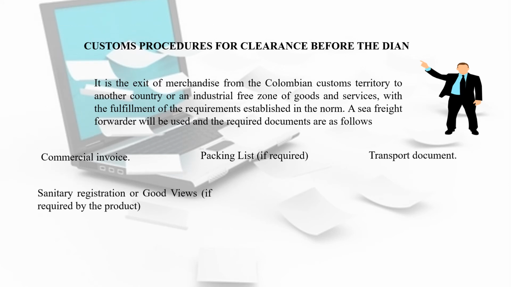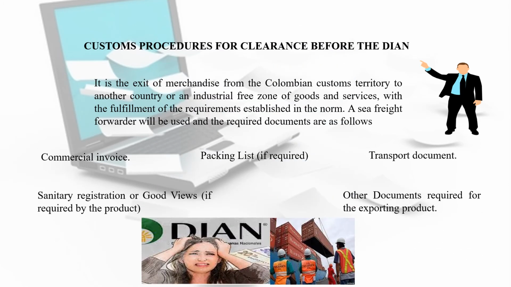It is the exit of merchandise from the Colombian customs territory to another country or an industrial free zone, of goods and services, with the fulfillment of the requirements established in the norm. Assume freight and the time that will be used. The required documents are as follows: commercial invoice, packing list if required, transport documents, sanitary registration or permits if required by the product, and other documents required for the exported product.